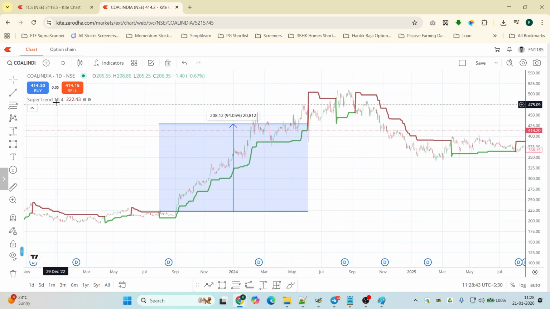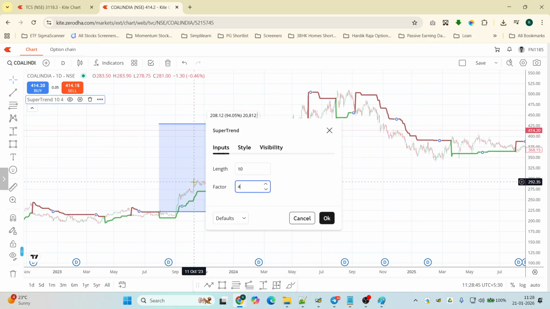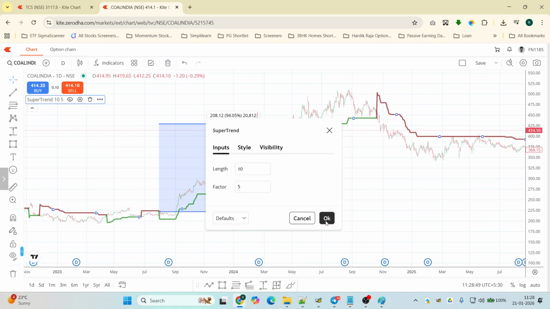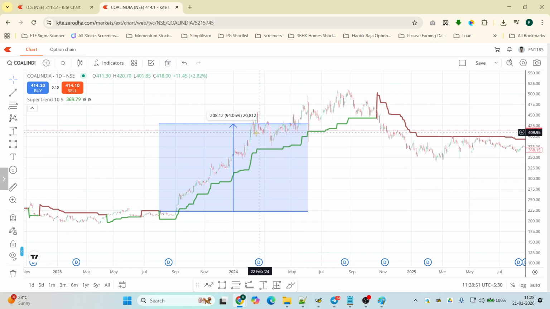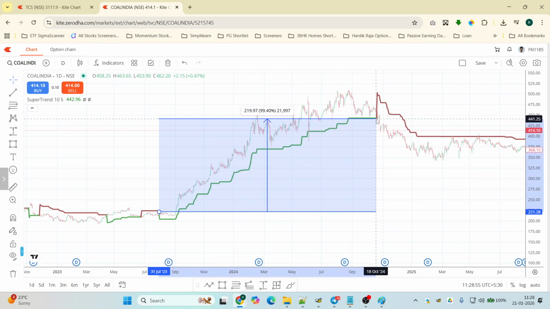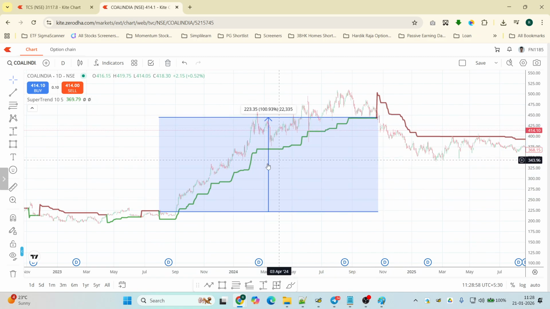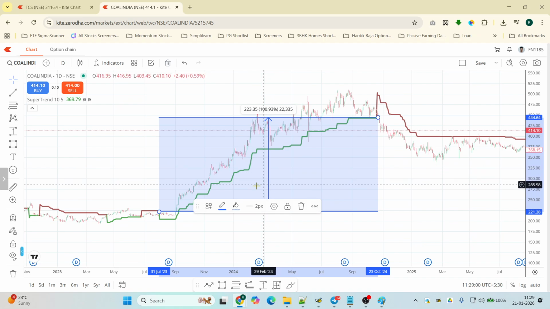94%, guys. And still, if you want to hold for investment, if you change the factor to 5, guys, now see, same place of entry, you're exiting somewhere around here, guys. 100% return, guys, which is from July 2023 to October. So 1.5 years you are getting 100% return, guys. So that is the power of the super trend indicator.